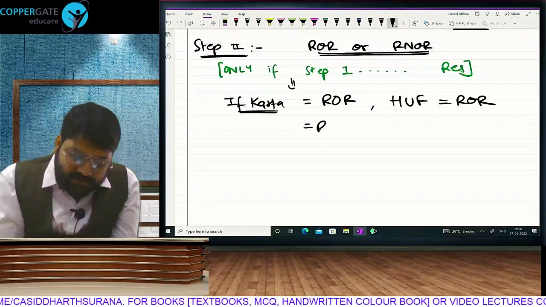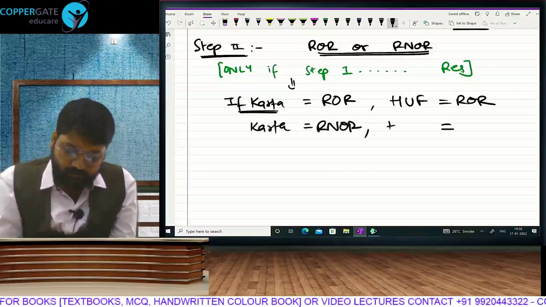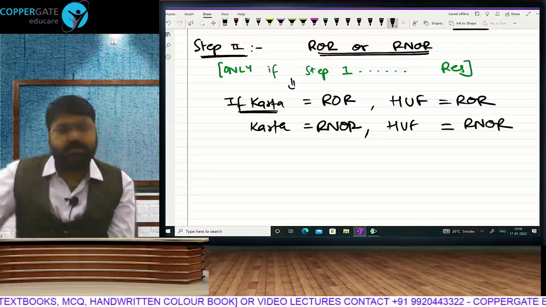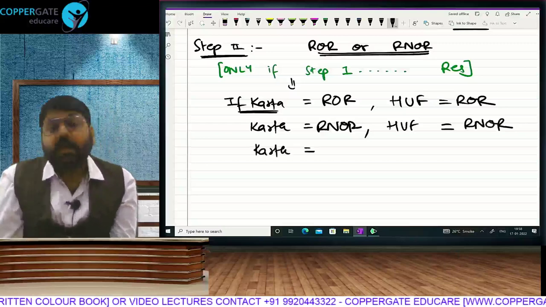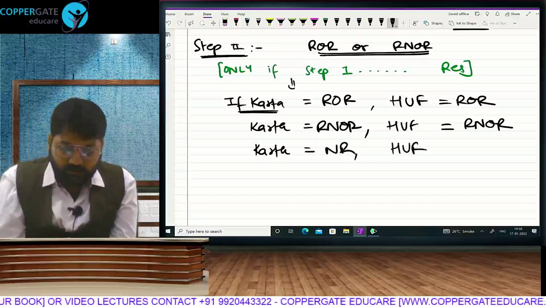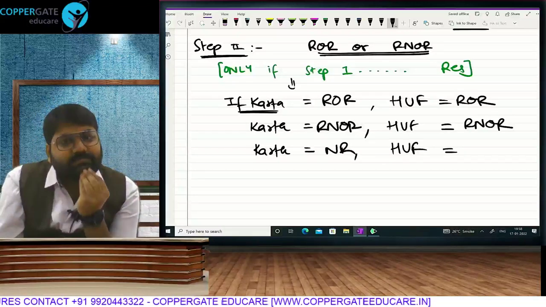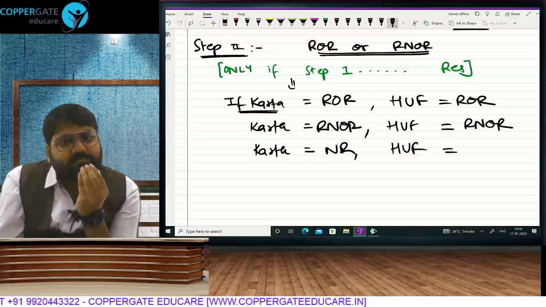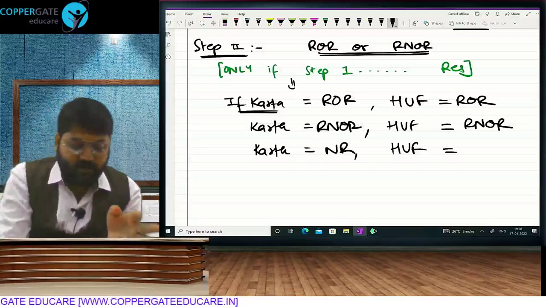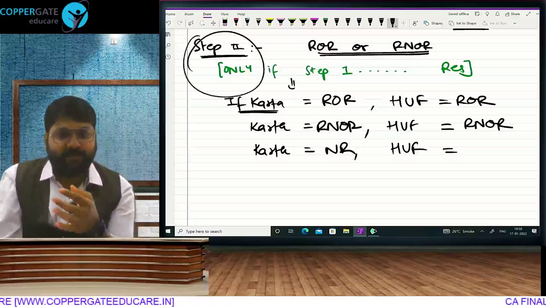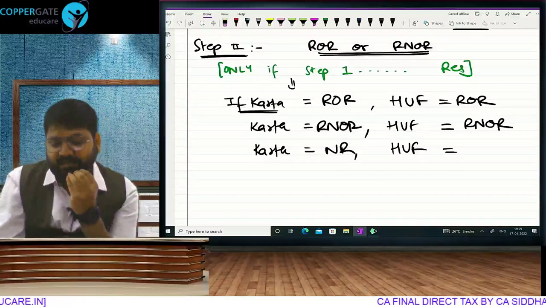That means, if karta is RNOR, then what will the HUF become? Very good. Very intelligent. Very clever. If karta is non-resident, then HUF will be... That has happened in India, because if that had happened outside India, then we will never perform our step number 2. Beautiful answer given by whichever two students spoke. But you have still not given me the answer. Give me the answer.